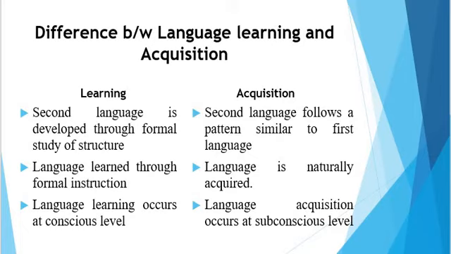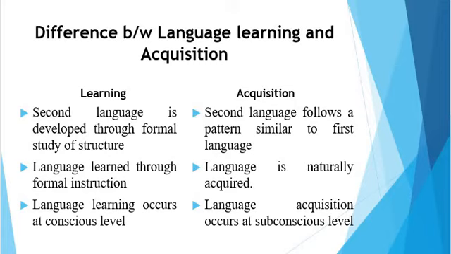Language learned through formal instruction is called the learning process. Instead, in acquisition, language is naturally acquired. For example, in a classroom, a student goes there and learns through a formal structure of study and formal instruction. If a person goes abroad and learns the English language without formal structure and without any instruction, that is called acquisition. Means he just acquired that language.